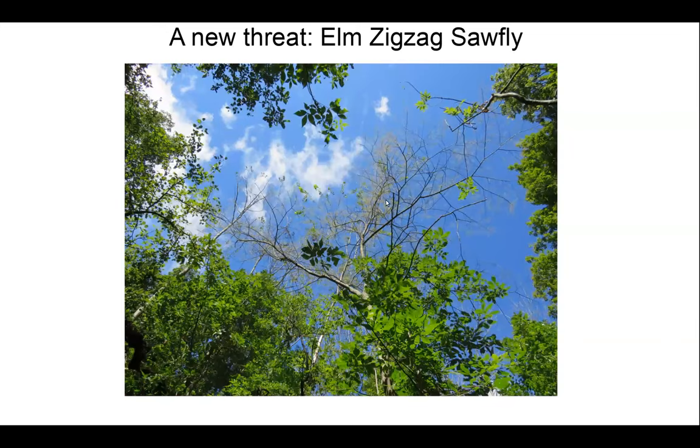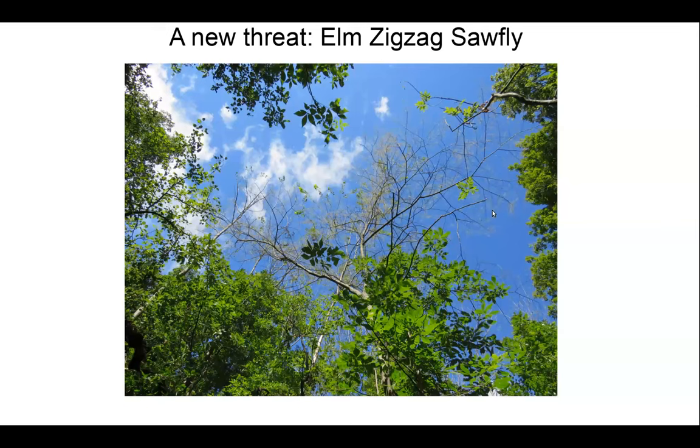So here's a mature American elm at Grace Creek Conservation Area in Cornwall. And this is not a Dutch elm disease killed tree. You can see there's some color there. Those are the leaf petioles and veins still left after this smallish but mature tree has been completely defoliated by this new pest. It's only been known in North America since 2020.